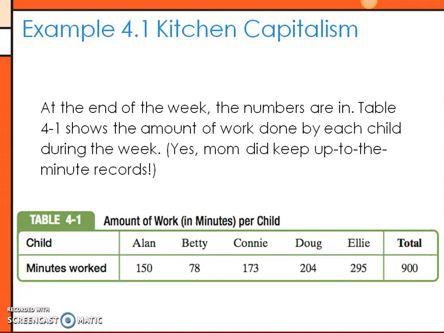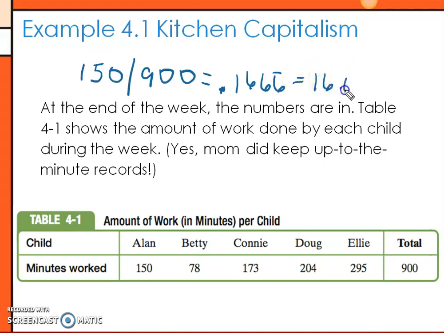For example, we'll look at Alan. Alan worked for 150 minutes, but that's out of a total pie of 900. So 150 divided by 900 gives you 0.1666 repeating. How can I decide how much candy he gets? If we look at that as a percentage, he did about 16% of the work, or 16.7 if there's another 6, it would technically round up. So he did about 16% of the work, so he should get about 16% of the candy.